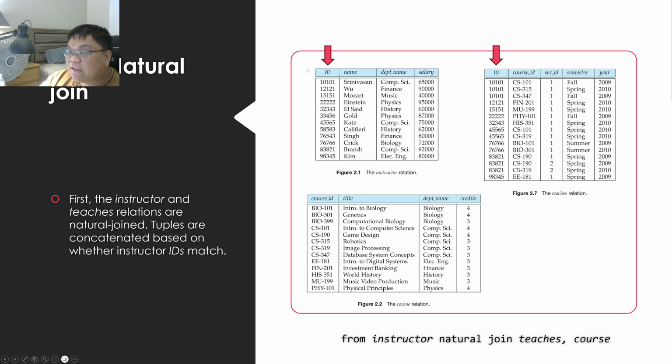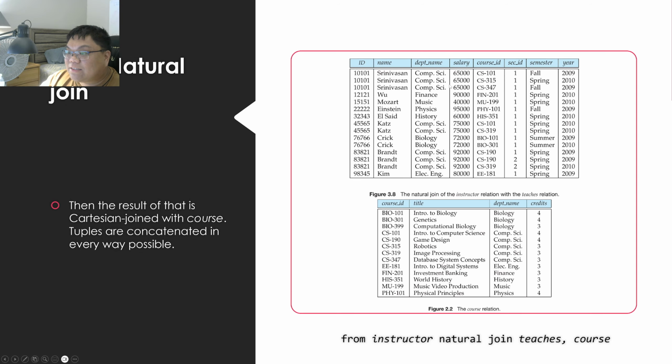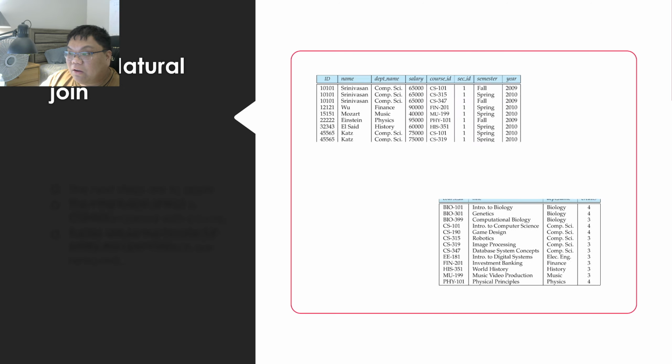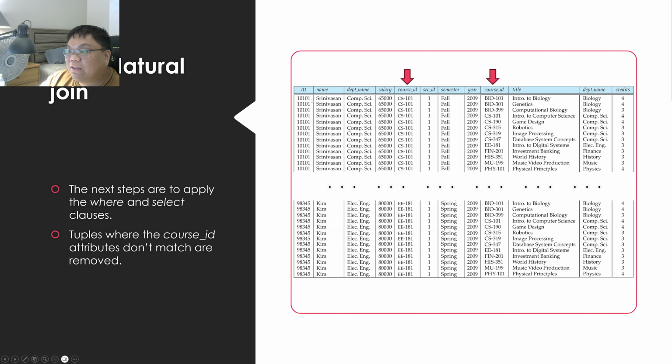That means we're going to do a natural join on instructor and teaches. And like before, we're just going to merge the rows from one table with the rows of the other table for which the ID values match. And then we get this table, the natural join of instructor with teaches. And then we Cartesian join this with course. So they're all combined in every possible way. And again, this would not fit in the slides, so I'm only going to show you what it looks like to combine everything with the first row and everything with the last row.